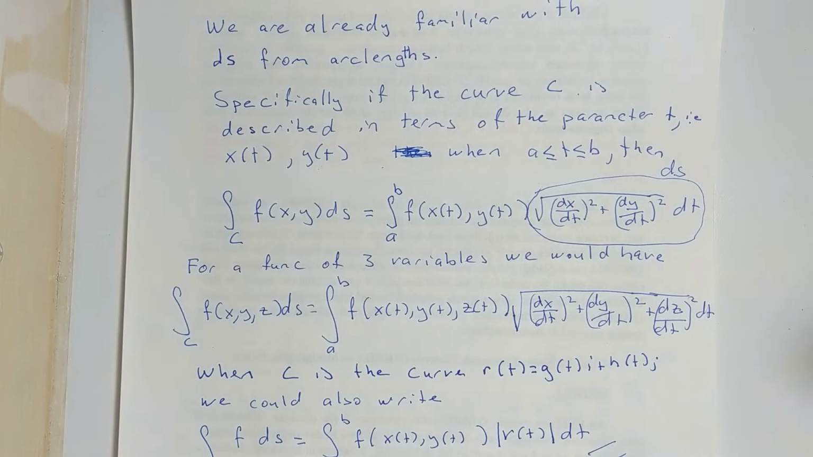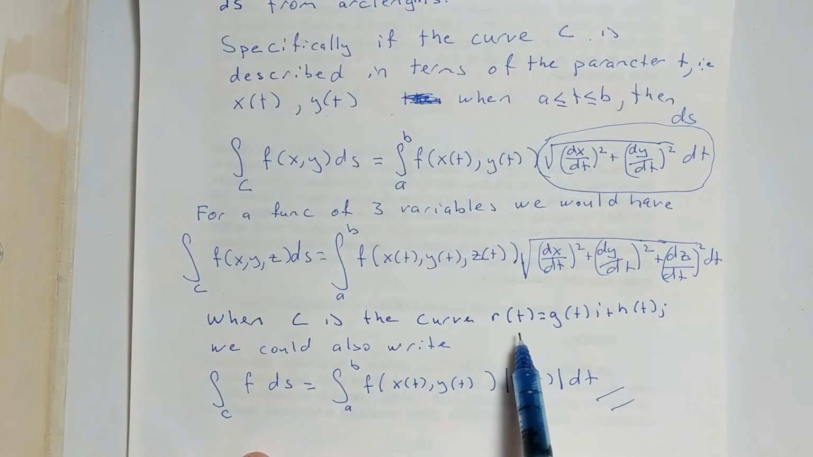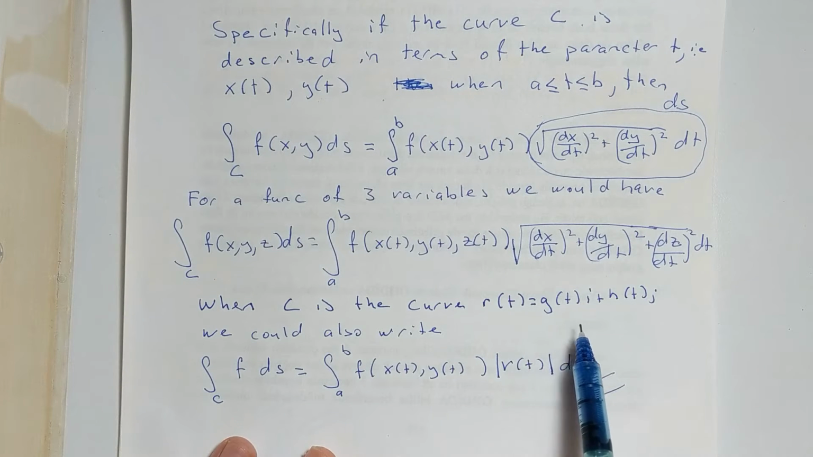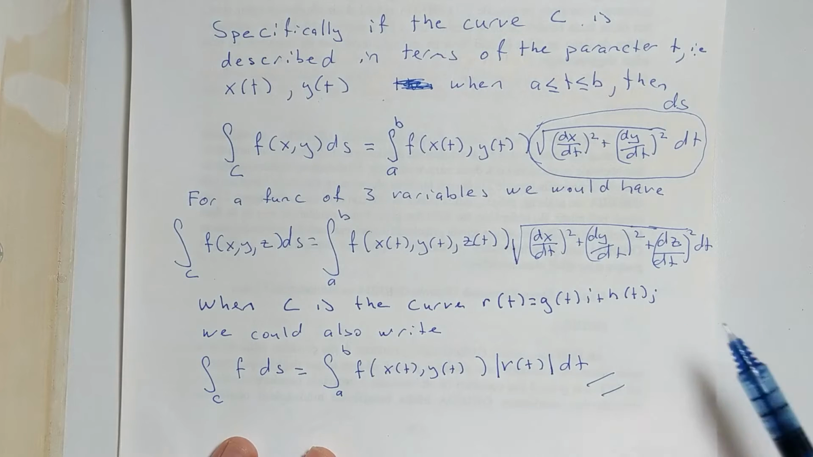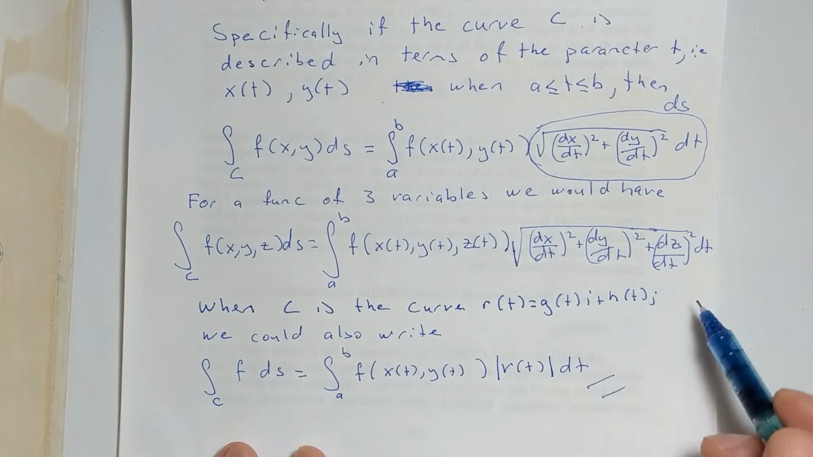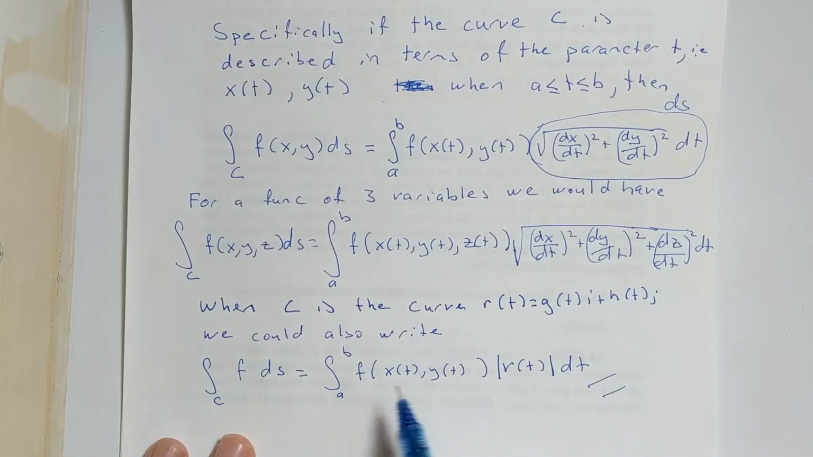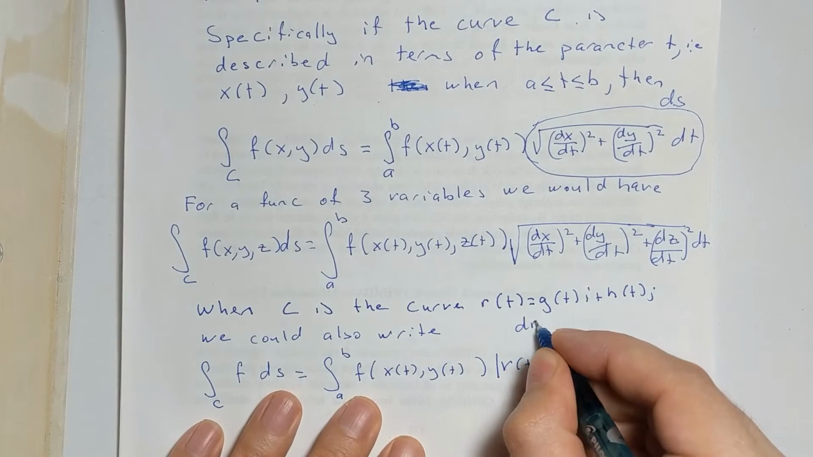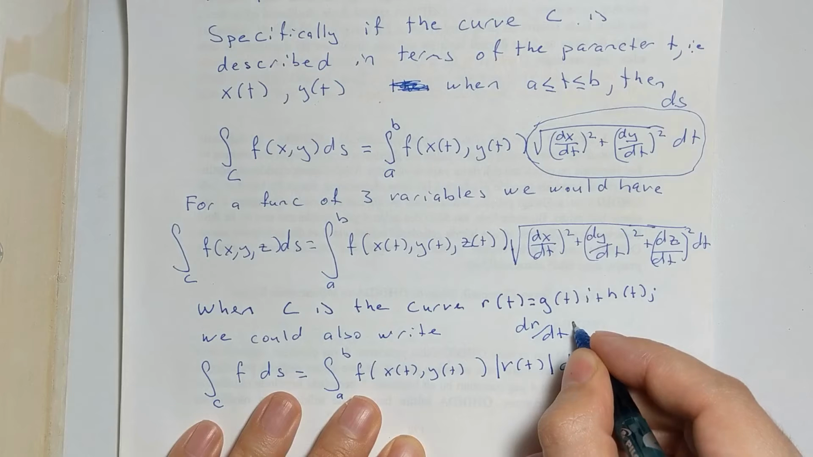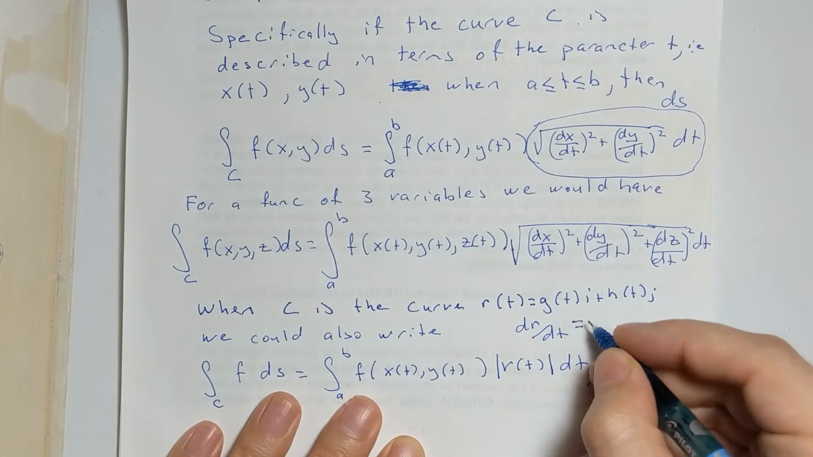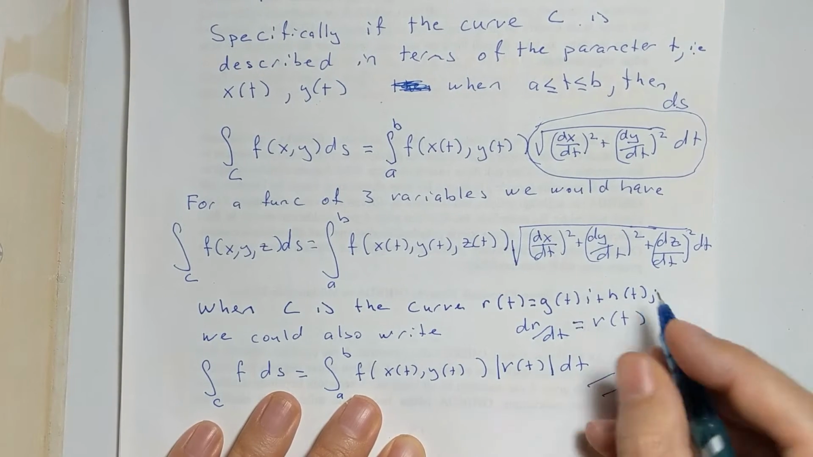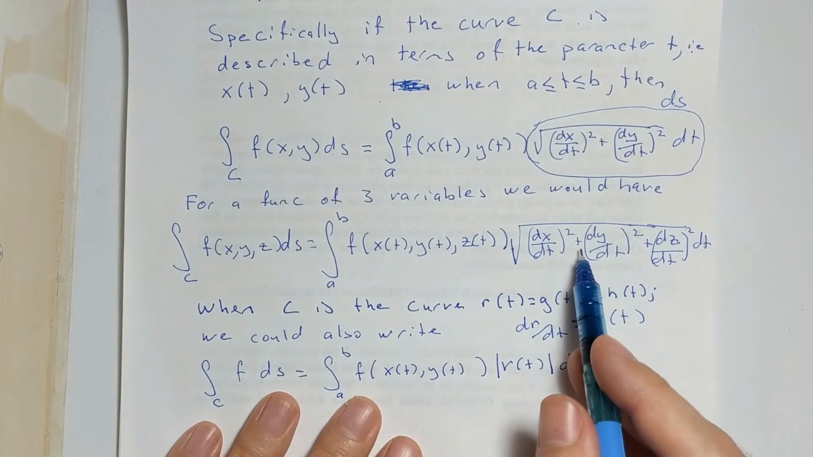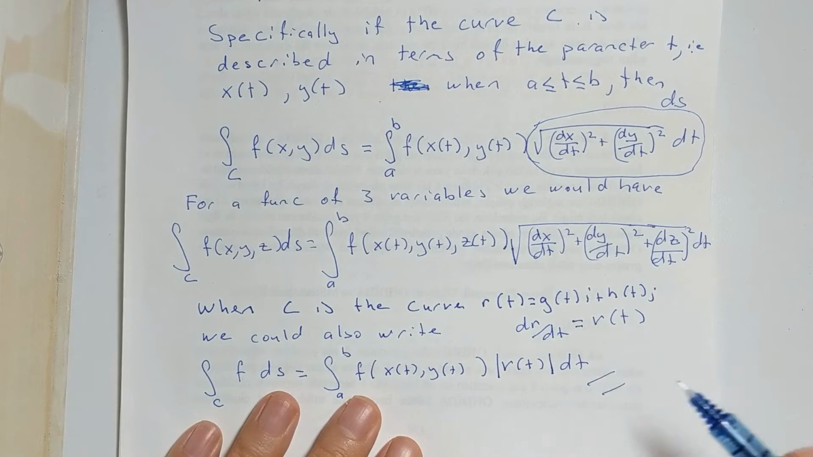Now, actually, there's an easier way to remember this term. It doesn't make calculating the integrals any easier, but there's an easier way to remember it. Given that C is the curve described by r of t equals g of t i plus h of t j, this is in 2 variables. You can have it in 3 variables if you want. There could be a k term also. Then dr dt, remember we did this, dr dt is just going to be what we call v of t, okay? So this term is actually the length of v of t, which is kind of like the speed.